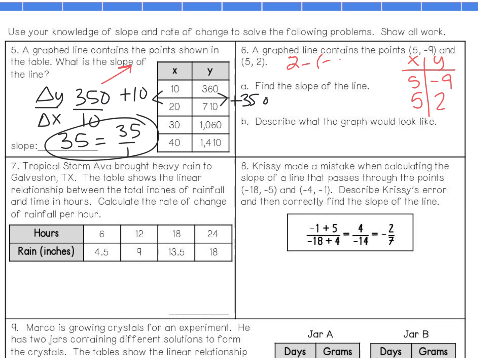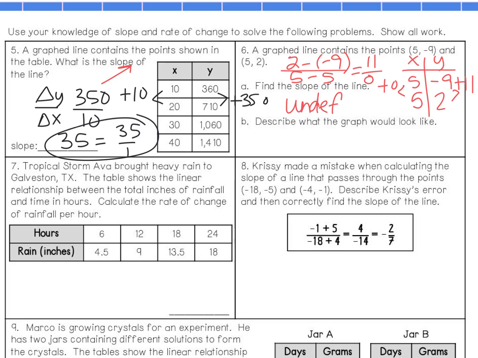2 minus negative 9 over 5 minus 5. So it just depends on what you prefer. This is adding 11. This is adding 0. If you put this in your calculator, you're going to get 11 over 0. What do you know about that? Zero. No, it is not 0. It is undefined. You cannot divide by 0.